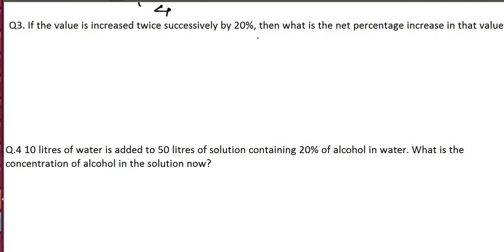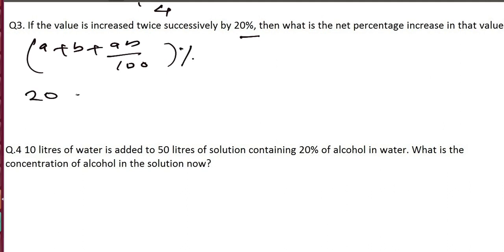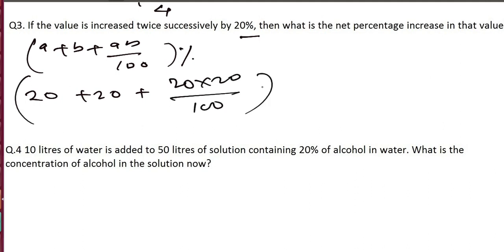If the value is increased twice successively by 20%, then what is the net percentage increase in the value? So again, successive percentage change: the value is increased successively by 20% twice. A plus B plus AB by 100 is the net change in the value. So 20 plus 20 plus 20 into 20 by 100, which is 20 plus 20 is 40, 40 plus 4 is 44%. So the net change in the value is 44%.